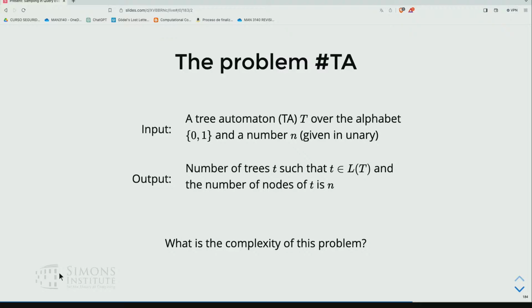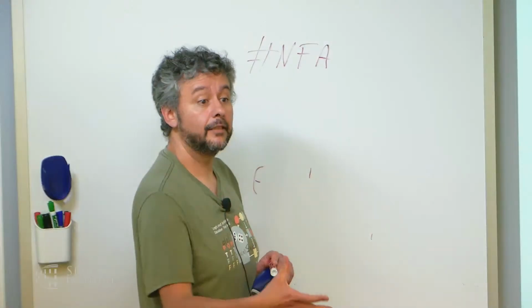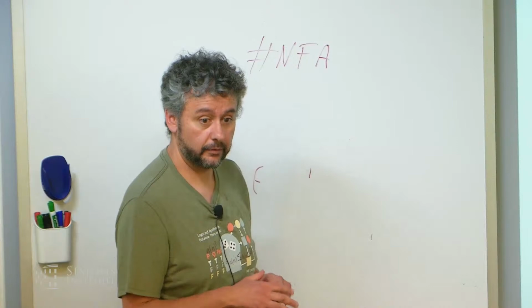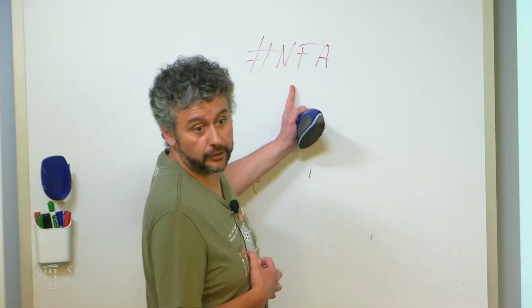This problem is related to a more basic problem, which is the same, but for non-deterministic finite automata. You are given a non-deterministic finite automaton and a length n, and you are asking how many words of length n are accepted by the automaton. This problem is hard, it's #P-complete.